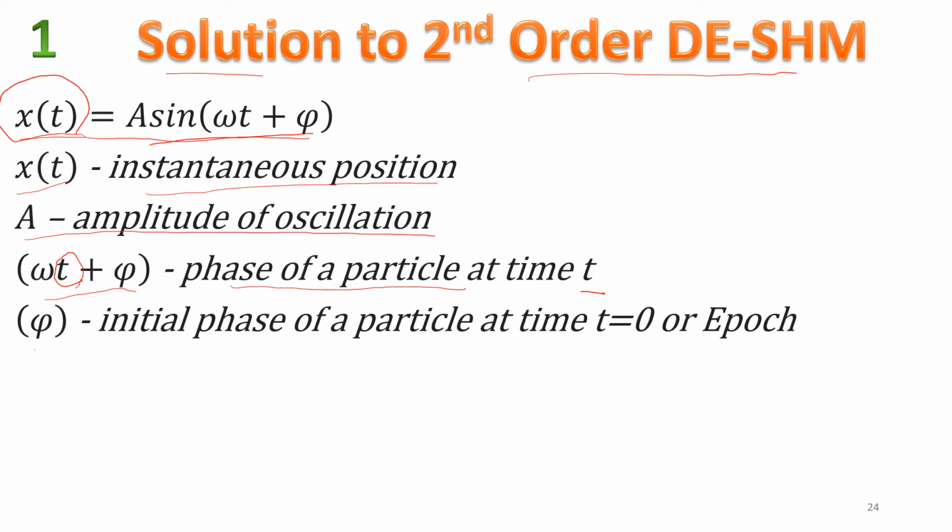So here phi we can call the initial phase. Here this whole quantity I am calling phase, and phi is called the initial phase of a particle, and this initial phase of a particle is the phase of the particle at time t equal to 0, which can also be referred to as epoch. So when you substitute t equal to 0 in this equation, whatever phase remains is the phase at time 0, so that is the initial phase.